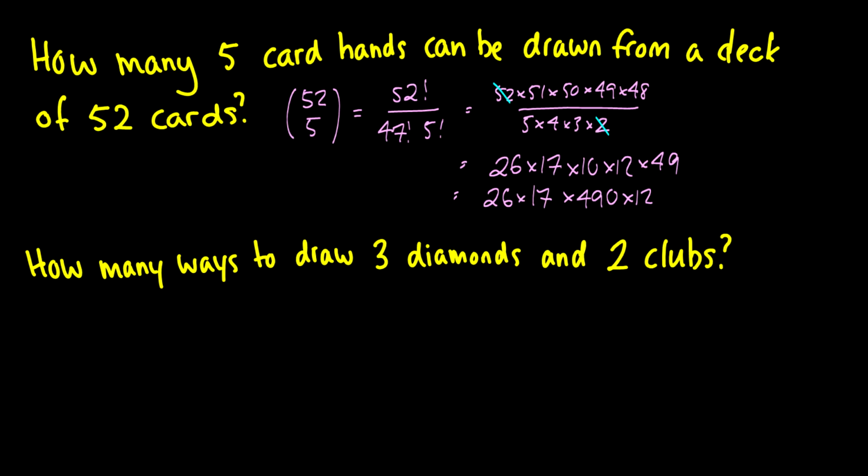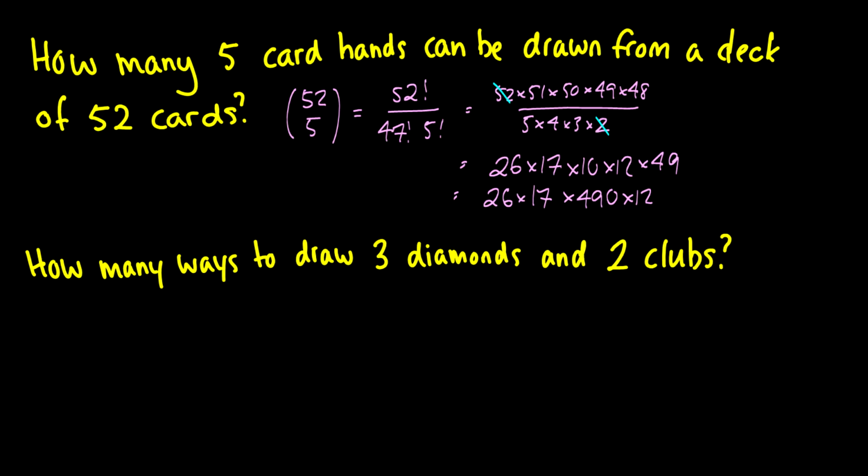Now here's a better question. How many ways can we draw 3 diamonds and 2 clubs? Well, this is a little bit more interesting. Because when we just draw 5 cards, we can do it really however we want. We just say, oh, there's 52 total cards, and then we draw 5, and it's not too bad. However, there are a couple things we need to know.